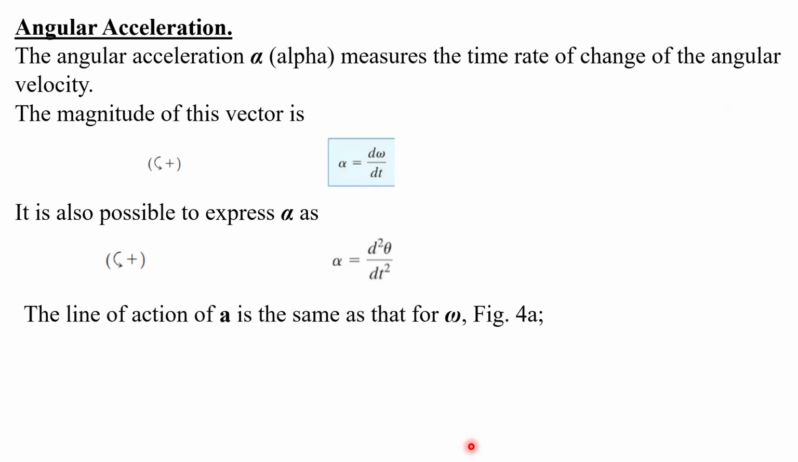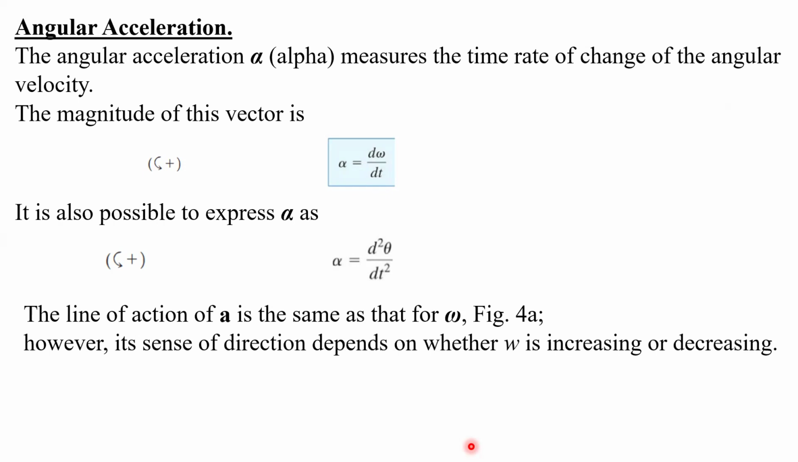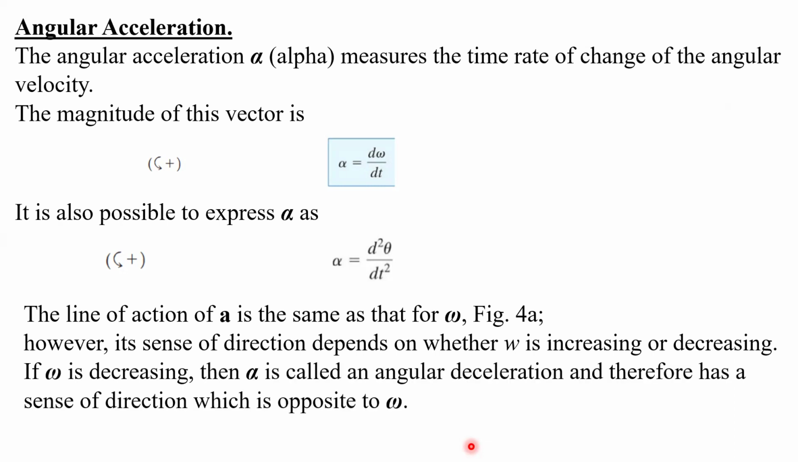The line of action of the angular acceleration is the same as that of omega. However, the sense of direction depends on whether omega, that is the angular velocity, is increasing or decreasing. If omega is decreasing, then alpha is called an angular deceleration and therefore has a sense of direction which is opposite to omega.